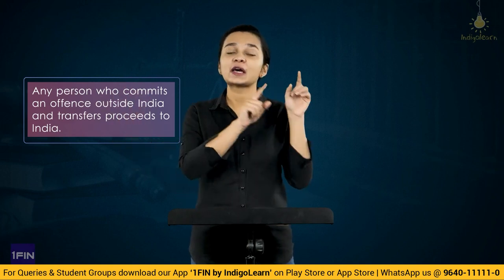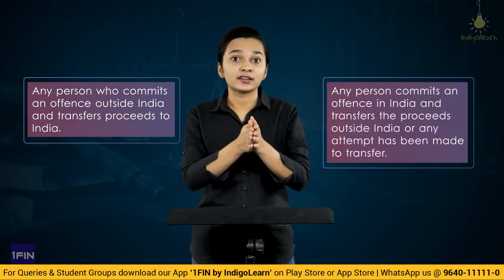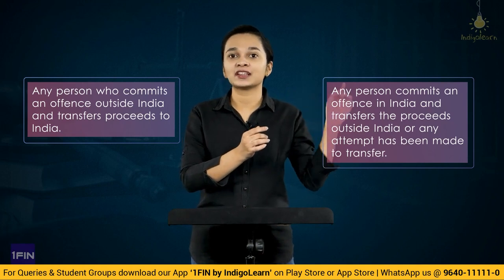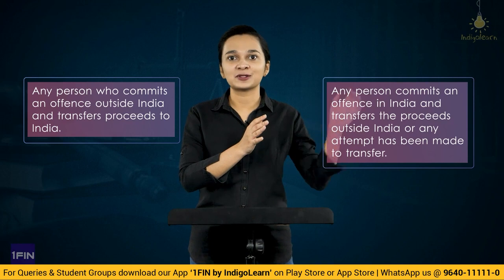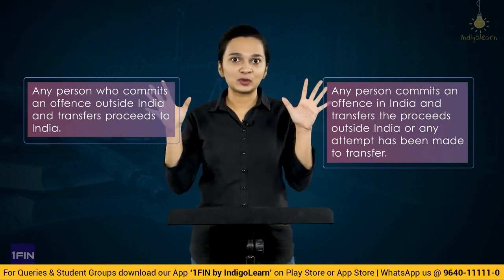Now, if we compare Part 1 and Part 2 of the definition of offences of cross-border implication, Part 1 talks of conduct of offence happening outside India and the proceeds being remitted to India. Whereas Part 2 talks of conduct of offence in India and the proceeds being remitted outside India, or an attempt to remit these proceeds outside India having been made. So there's a huge difference in both these points.